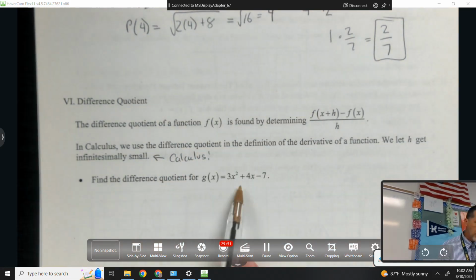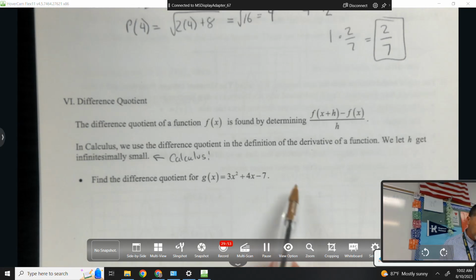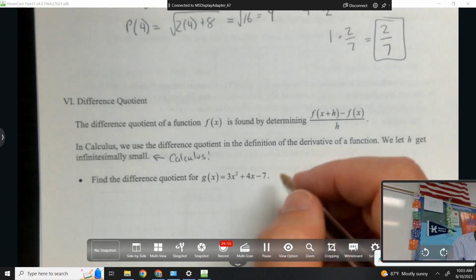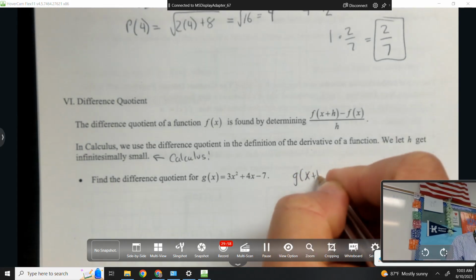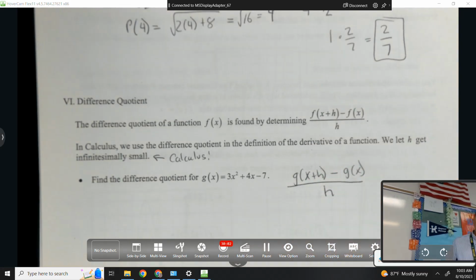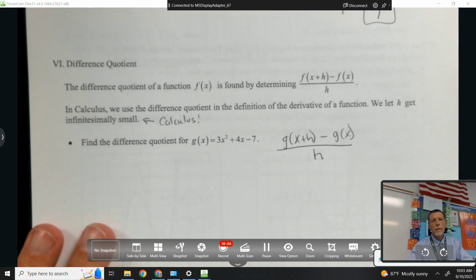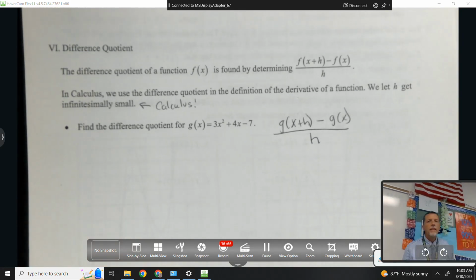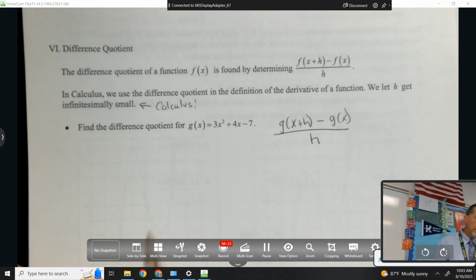So find the difference quotient for g of x equals this thing. Okay, well the difference quotient would be g of x plus h minus g of x all over h. This is a spot where some of you guys will get in trouble because you're really good at math and therefore you skip lots of steps, which is sometimes okay, but sometimes dangerous, and this will be one of those dangerous spots. So I'm going to show my work.